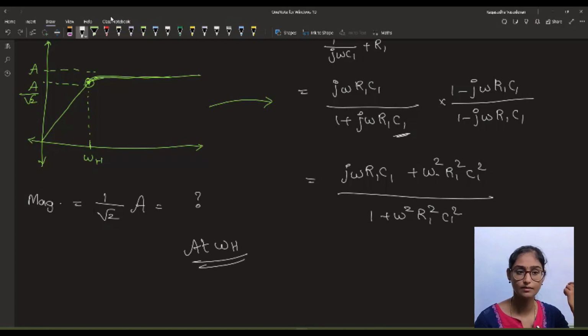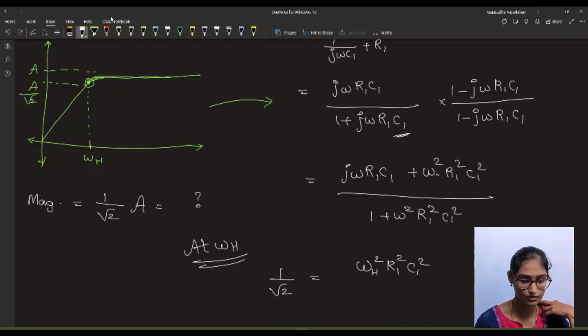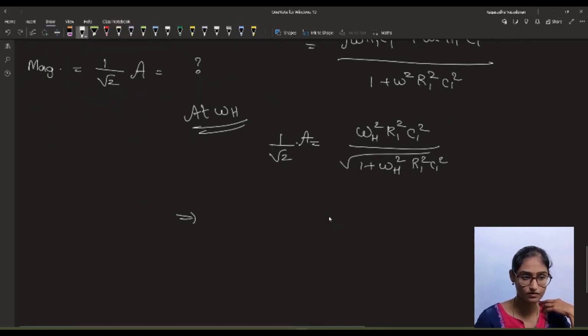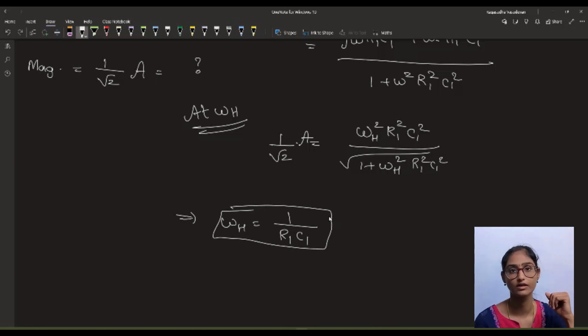So what happens at cutoff frequency? At cutoff frequency, the magnitude of this will be 1 by root 2, which is equal to 1 by root 2 times the original gain. Okay, so this is equal to omega h square r1 square c1 square, divided by square root of 1 plus omega h square r1 square c1 square. So again, if you simplify, you will be getting the value of omega h as 1 divided by r1 into c1. Okay, this is just a basic simplification which you all can do.